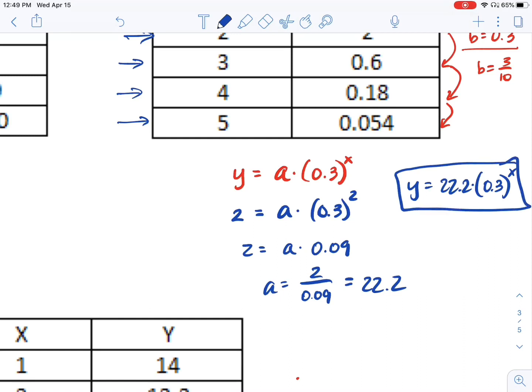Since this has a b value that's between 0 and 1, this is an exponential decay model. That's all I'll leave for now. I will work the other examples in a separate video.